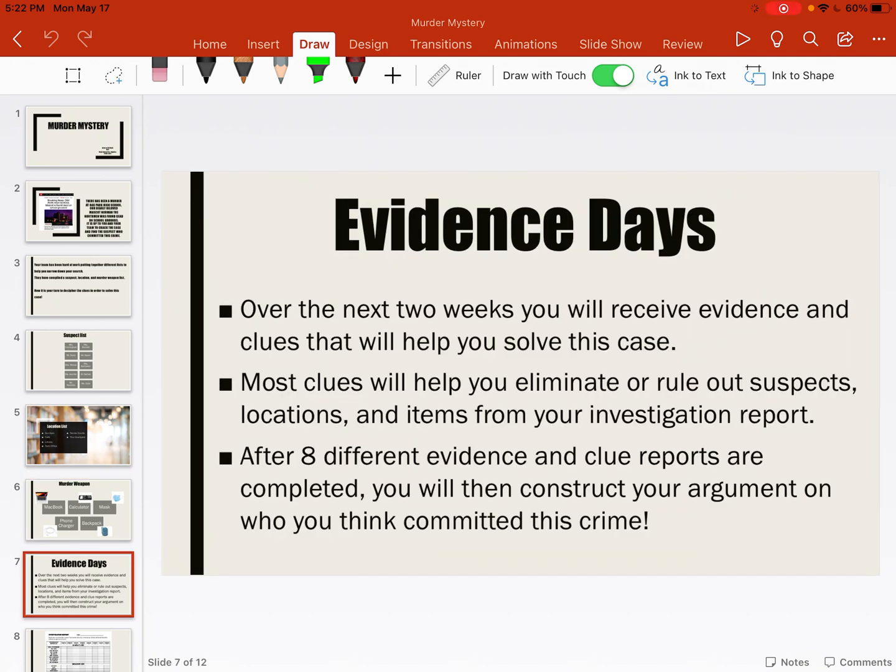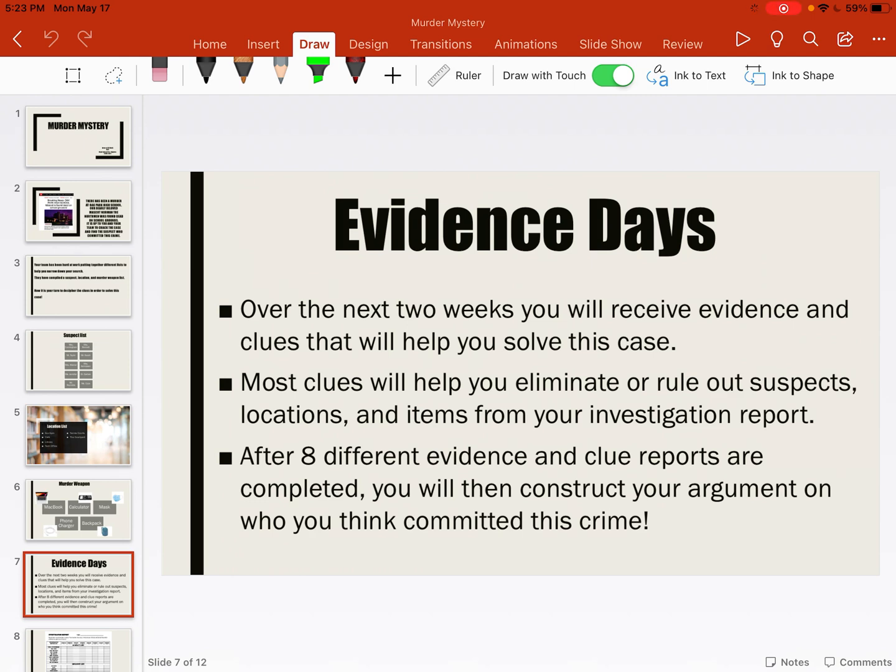And then how this is going to work, you're going to have evidence days. So over the next 2 weeks, you'll receive evidence and clues that will help you solve this case. Most of the clues will help you eliminate or rule out suspects, locations, and items from your investigation report. So if you open up that document, you can see it's the investigation report plus all of your evidence days. So you'll record everything in your investigation report, and then you'll work out the problems in your evidence day and then record in your investigation report.